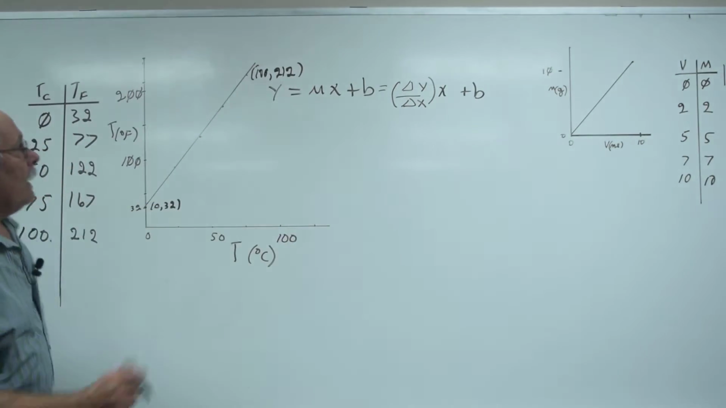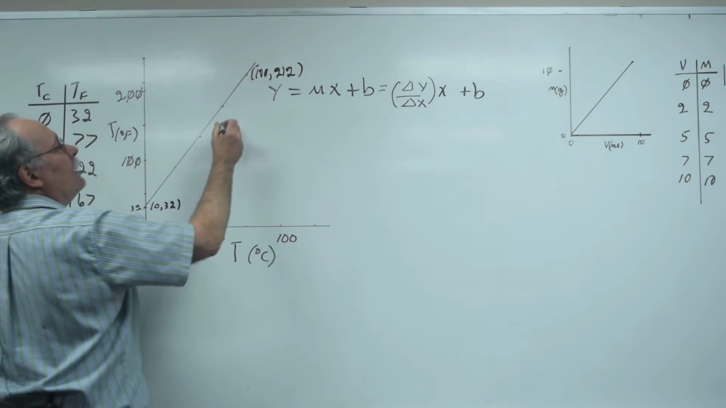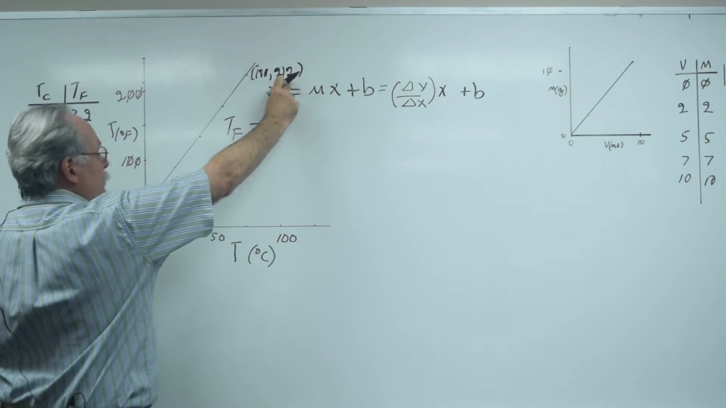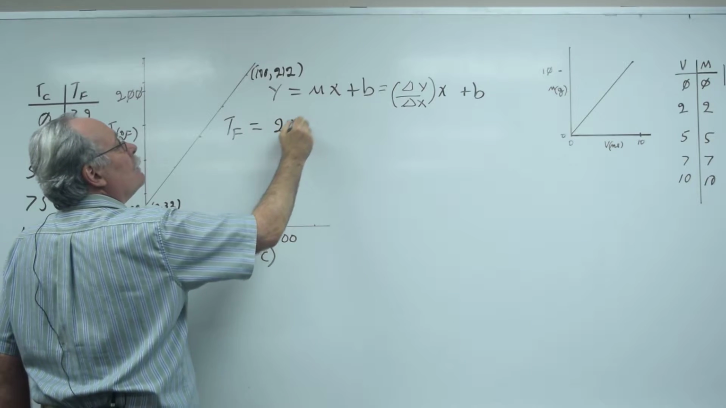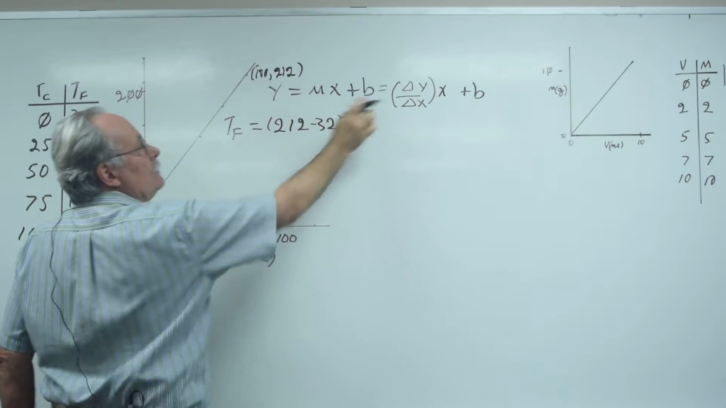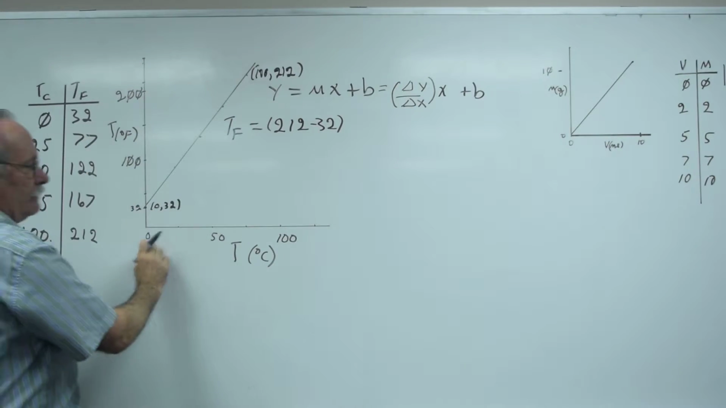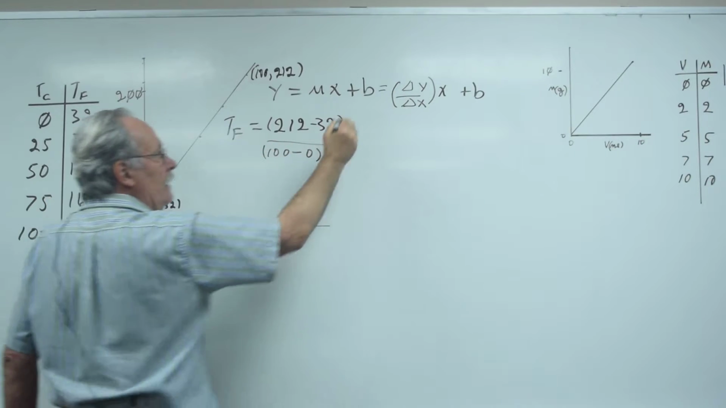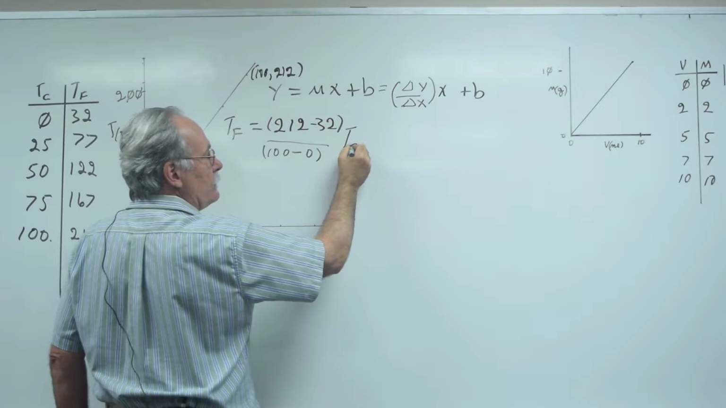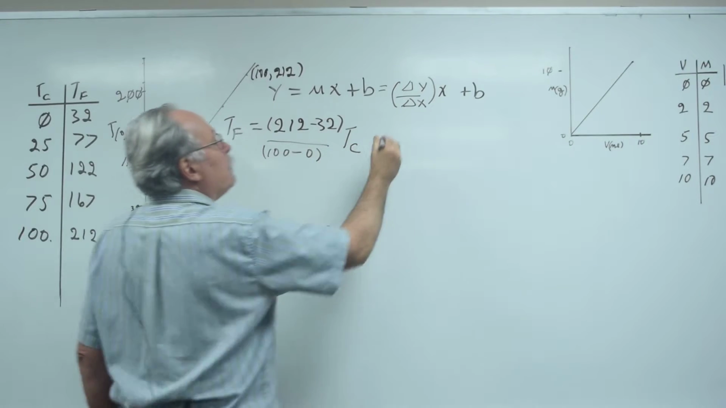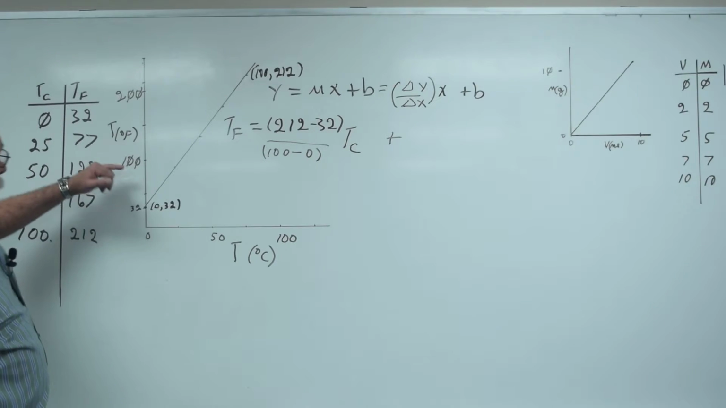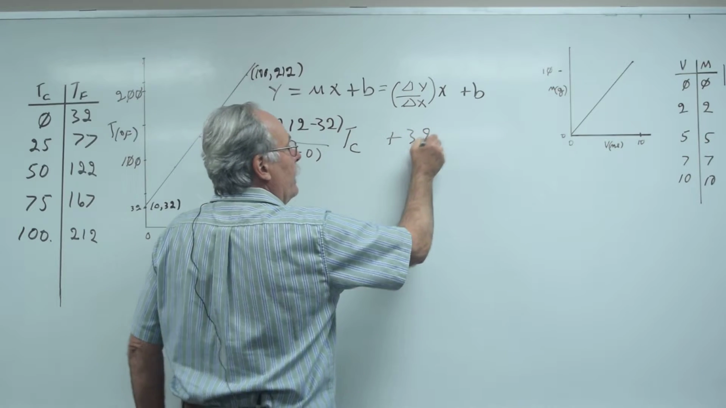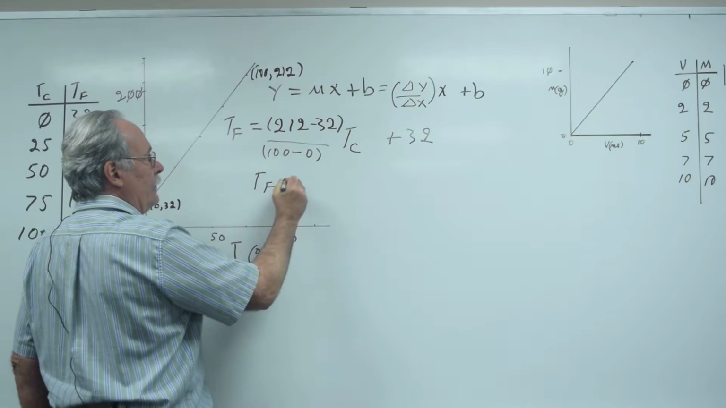Now, my y value here is Fahrenheit, so I can say that the temperature in Fahrenheit is equal to the slope, which would be 212 minus 32, the change in y, the rise, divided by the run, the change in x, which is 100 minus 0, times the value of the x-axis, which is the temperature in Celsius, plus the y-intercept, the y value when x equals 0, which is 32.